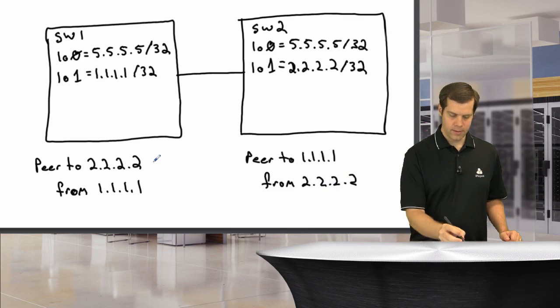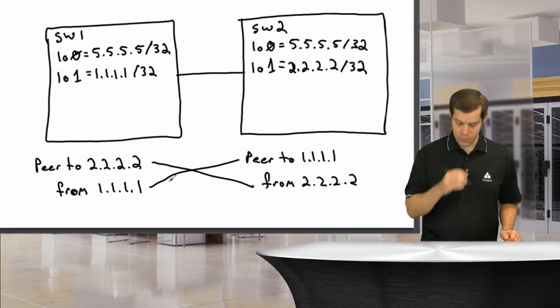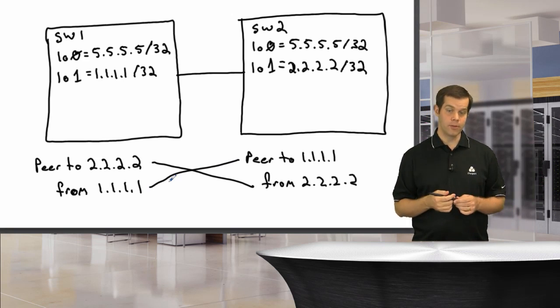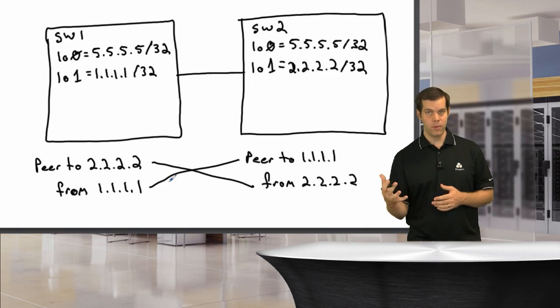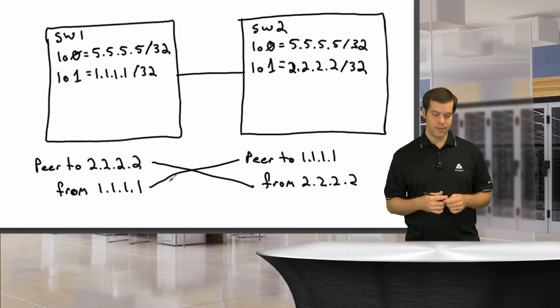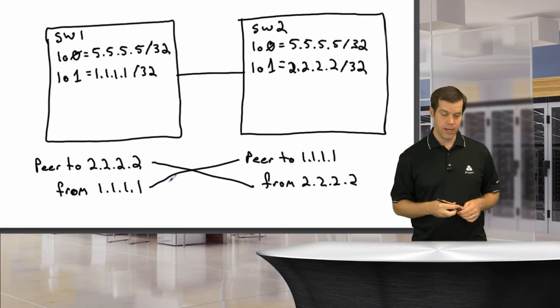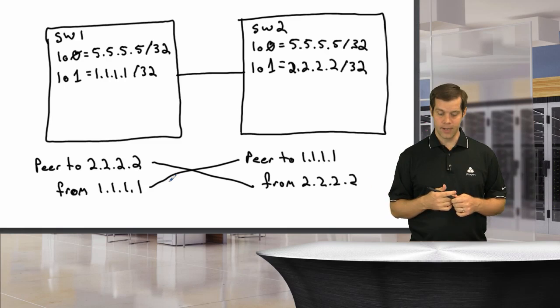2.2.2.2. And what you see here, these are basically inverses of each other. Switch 1's destination is switch 2's source, and switch 2's destination is switch 1's source. And if we have it set up like this, the peering should come up just fine. So don't forget to specify where we're peering from. We have to specify both the to as well as the from. And as long as they're inverses of each other, we should see this peering come up. And then MSDP can do its job and coordinate all that awesome stuff that it does.